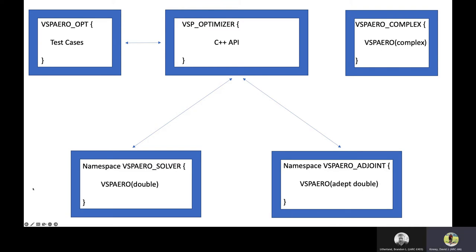So you can do the optimization that way if you wanted to. You run the solver, you get a solution that writes out some files, and then you run the adjoint, which reads in those files, solves the adjoint equation, and dumps out a file of the gradients.